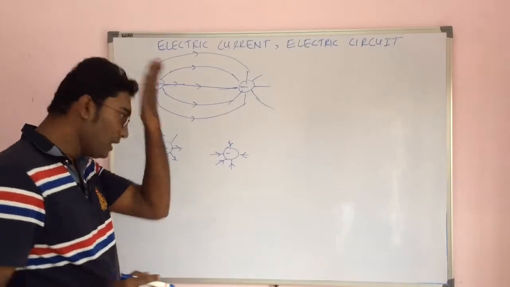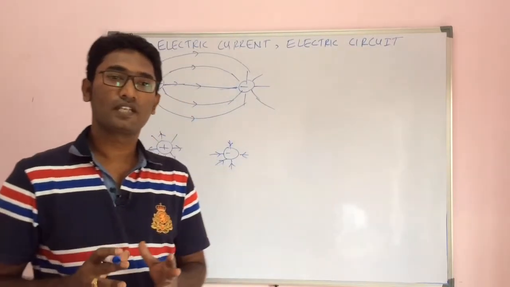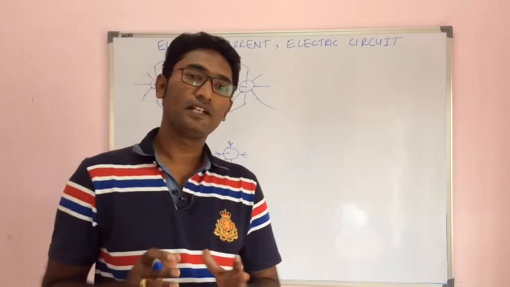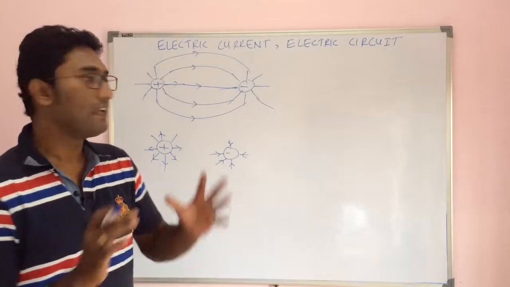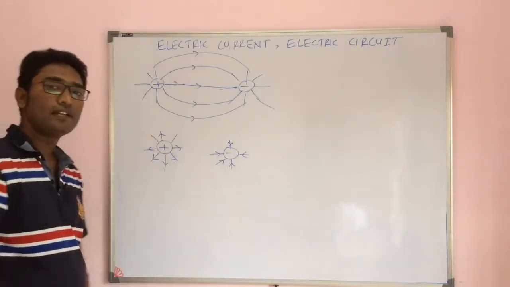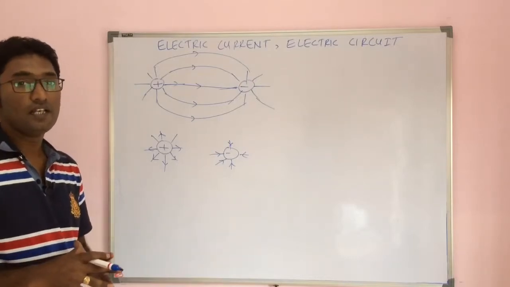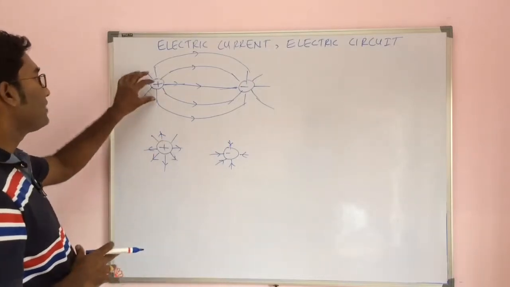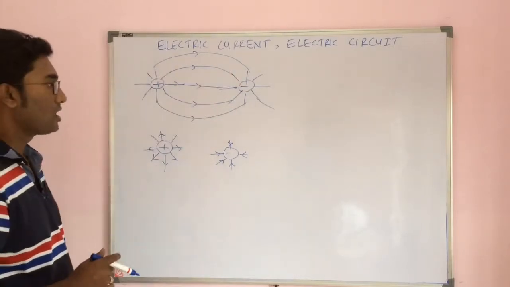So an electric field is the region in which electrostatic force can be experienced, and it exists in the form of electric field lines. An electric field line is a region where electrostatic force of attraction can be experienced. Here we can see an electric field which starts from a positive charge and goes to a negative charge.